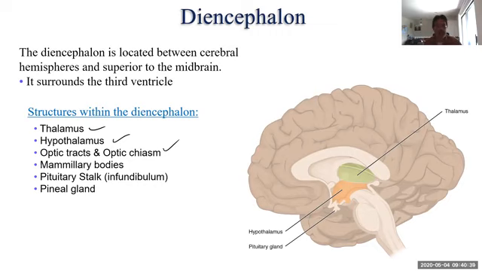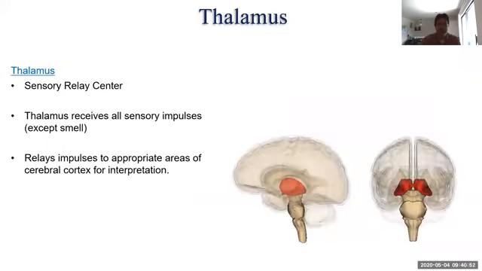Mammillary bodies we won't talk about, so you don't need to worry about those. Parts of the pituitary gland and the pituitary stalk will be there, and we'll also see the pineal gland there. So with that said, let's start right with the thalamus.